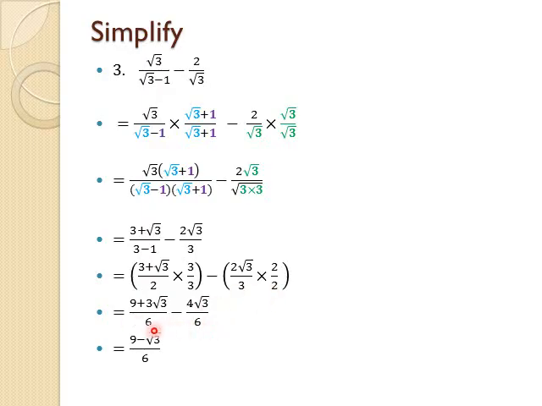Now that the denominators are the same, I can add the numerators. So that becomes 9 plus 3 square root 3 minus 4 square root 3. So negative 4 square root 3 plus 3 square root 3, they are like terms. So minus 4 plus 3 gives me minus 1 square root 3. So my final answer, 9 minus square root 3 divided by 6.